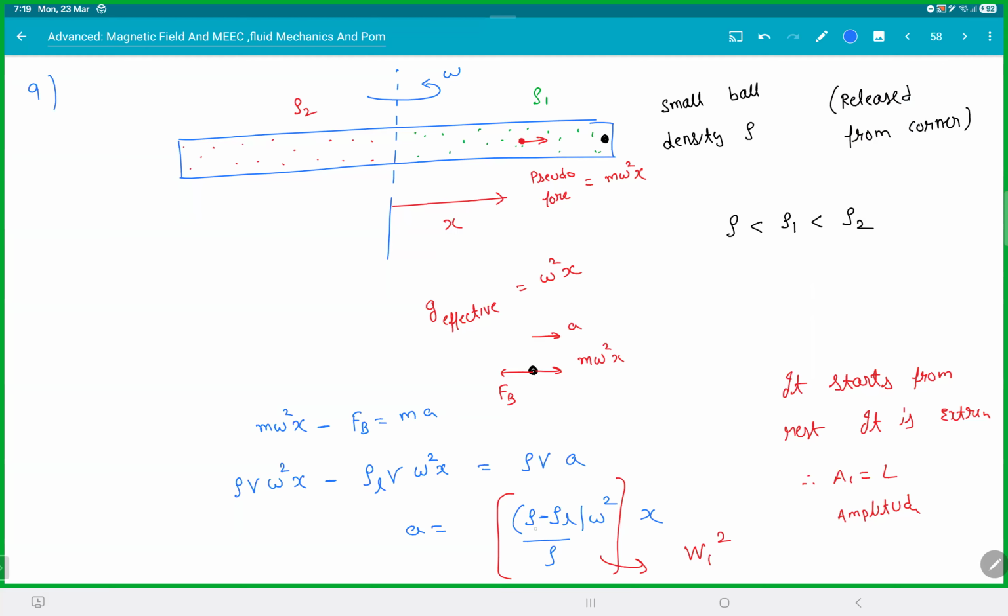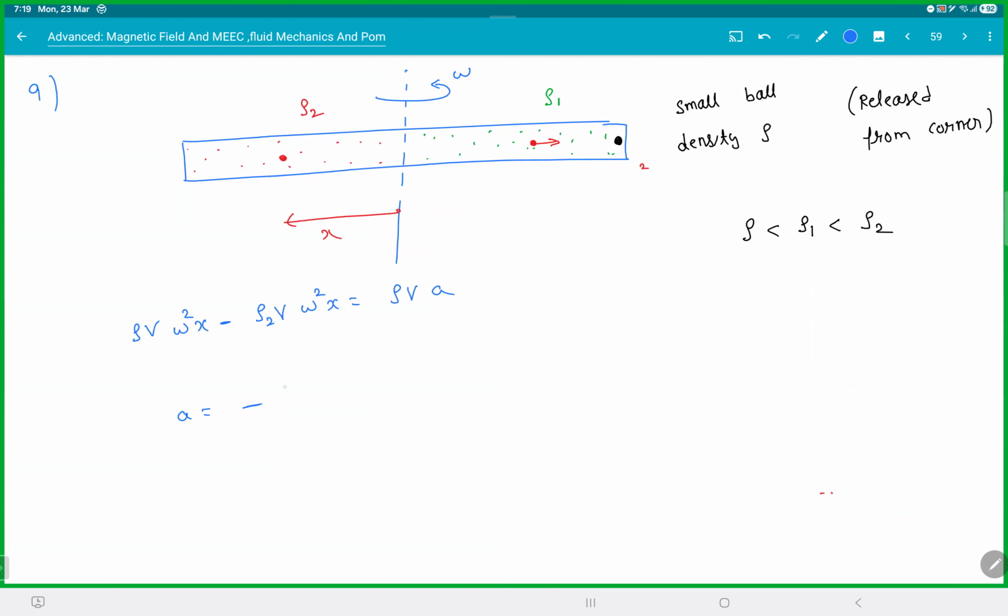Yeah, the minus sign will come outside, okay. Rho L minus rho minus n. Perfect. So when you solve this, you will get A is equal to rho 2 minus rho by rho omega square x. Yeah, perfect. So the thing is, on both the sides, the omega square is different. This would be omega 2 square.